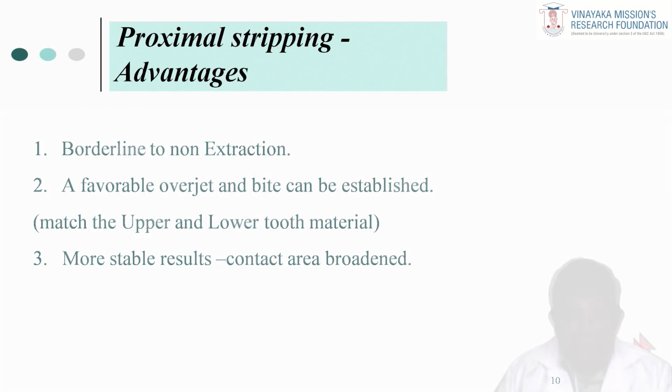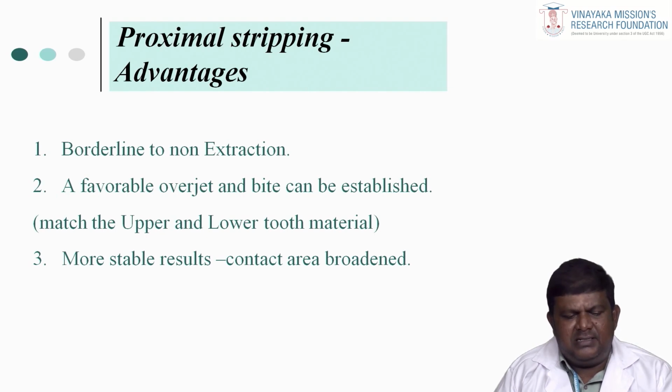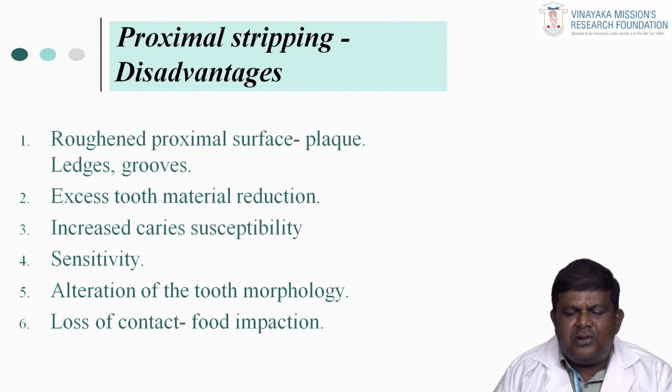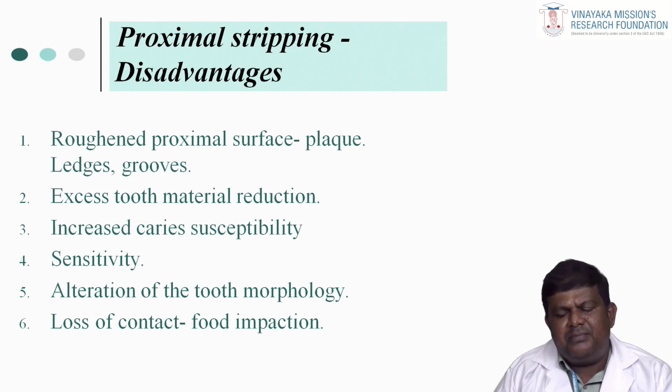Advantages of proximal stripping: borderline to non-extraction patients, favorable overjet and overbite can be established to match upper and lower tooth material. There will be more stable results. Contact areas are broadened. Disadvantages of proximal stripping: rough proximal surface, ledges and grooves, excess tooth material reduction, increased caries susceptibility and sensitivity, alteration of tooth morphology, loss of contact and food impaction.